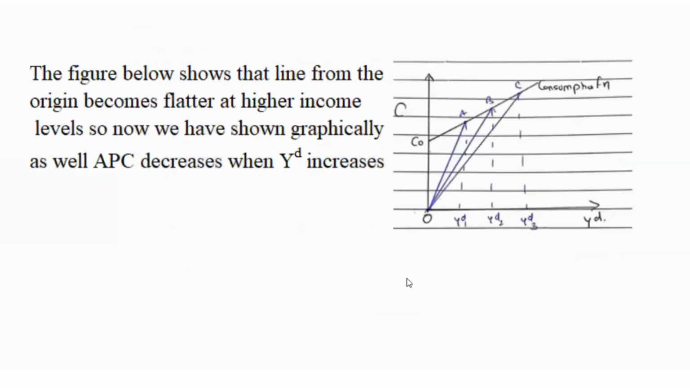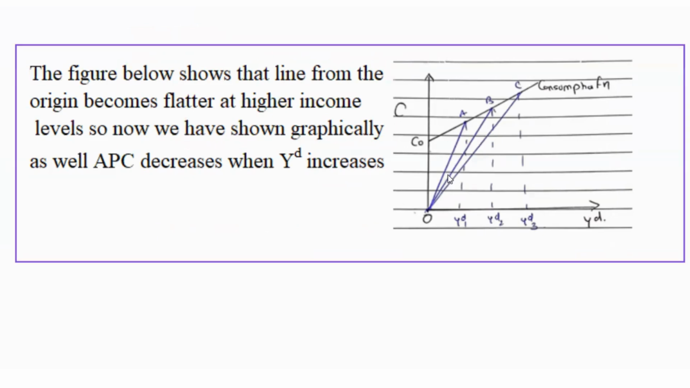Now, something to note here is that we mathematically saw that as disposable income YD increases, APC goes down. We can show this graphically as well. The figure here shows that the line from the origin becomes flatter at higher income levels. We can see the line that connects the origin to A is steeper than the line that connects the origin to B, which is steeper than the line that connects the origin to point C.